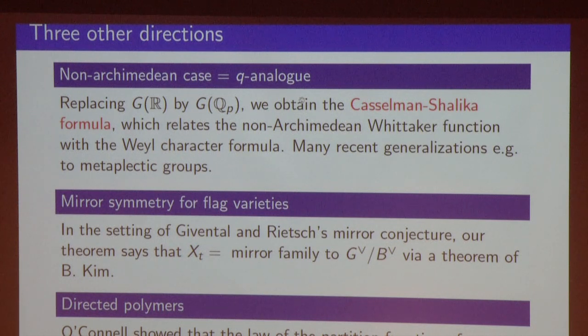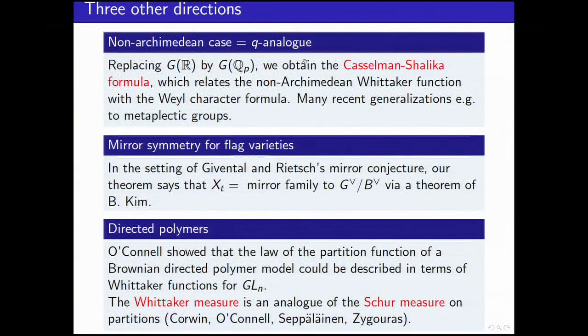And there are people who've been studying this recently, mainly for metaplectic groups. So the point of view where I first learned of this kind of philosophy is in the theory of mirror symmetry for flag varieties. There are many different mirror symmetry conjectures, and Givental's mirror symmetry conjecture doesn't seem to be the most popular kind, but it seems to be successful for flag varieties, and some other classes of varieties as well, but not as successful as other approaches.